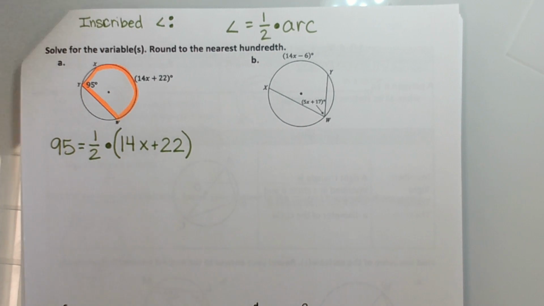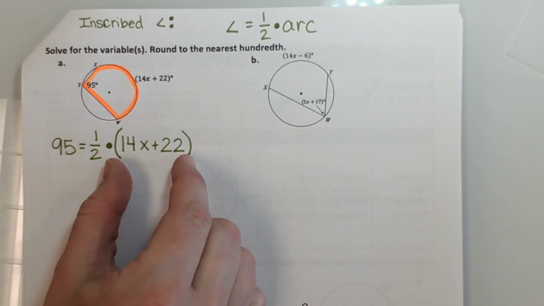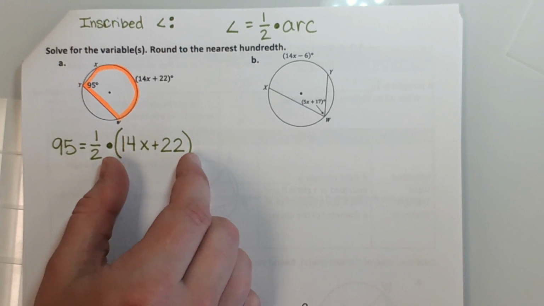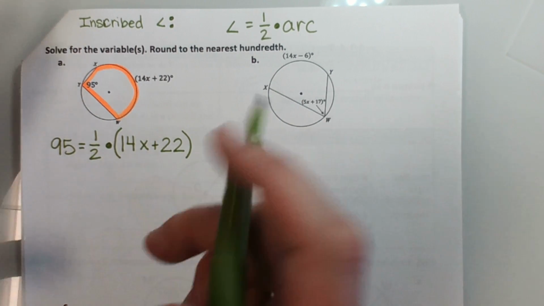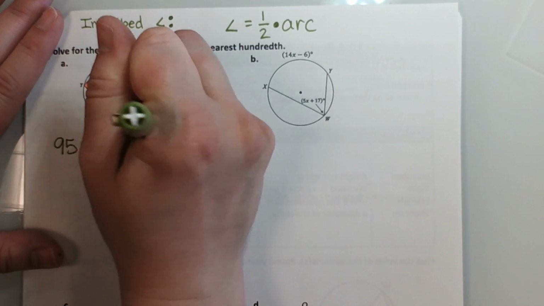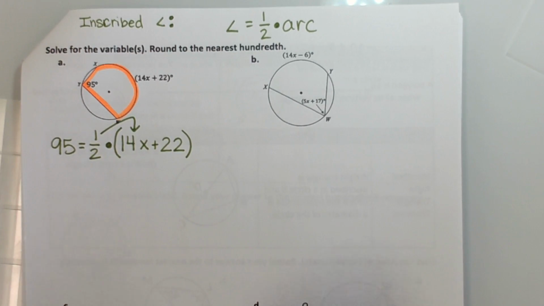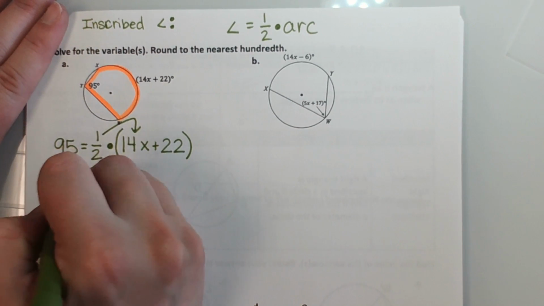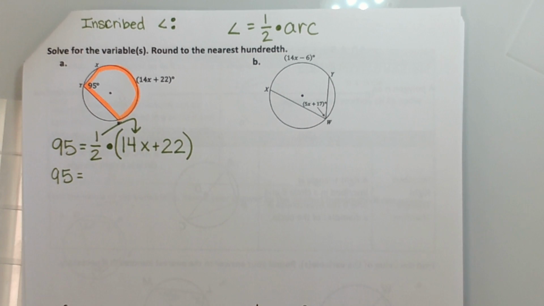Trey, if I want to solve an equation like this, what would you do first? Yes. When you've got parentheses and there's something multiplied by it, you have to distribute. So 95 I'm leaving alone equals 1/2 times 14x.